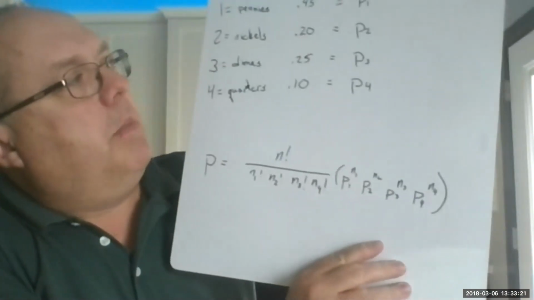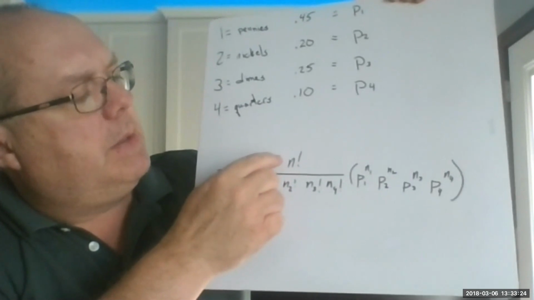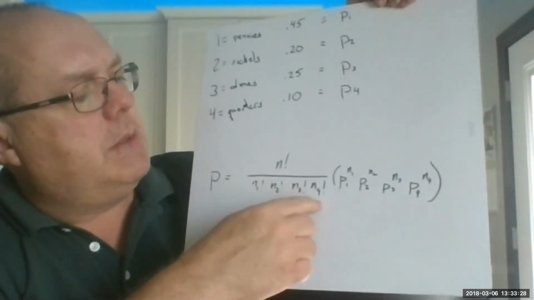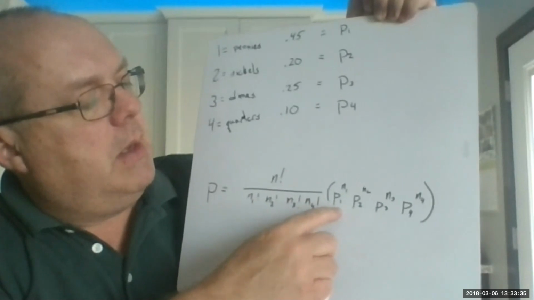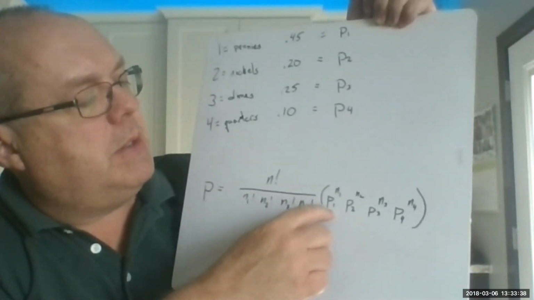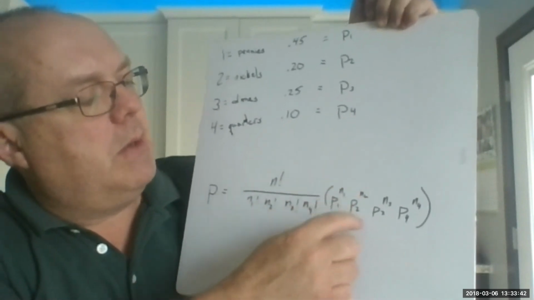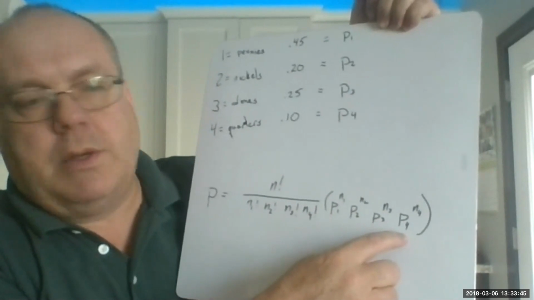And then you're going to multiply that fraction by p sub 1 to the n sub 1 times p sub 2 to the n sub 2 times p sub 3 to the n sub 3 times p sub 4 to the n sub 4. Now again, this formula on paper looks super messy, but it's really pretty straightforward. You've got the overall probability as my total count on top, and then the individual counts of the different coins on the bottom. Those are all factorials. And then my exponents over here are each the probability of individual coins: the probability of pennies raised to the number of pennies, probability of nickels raised to the number of nickels, probability of dimes raised to the number of dimes, probability of quarters raised to the number of quarters.